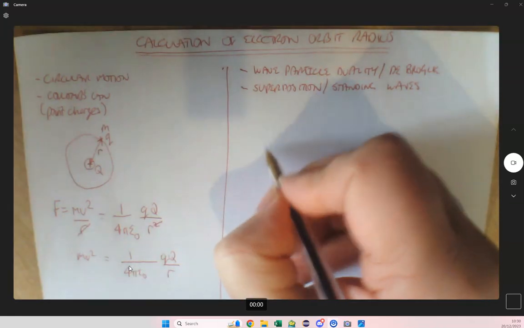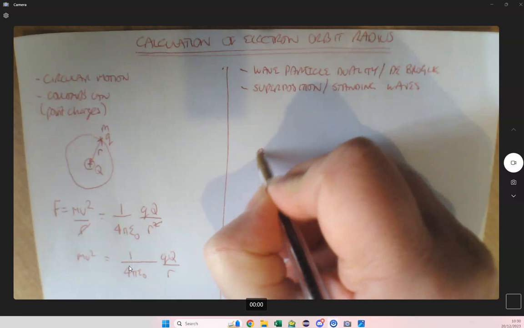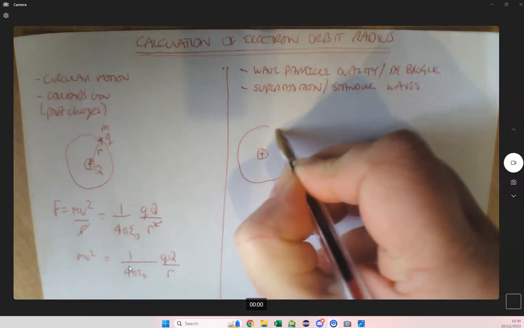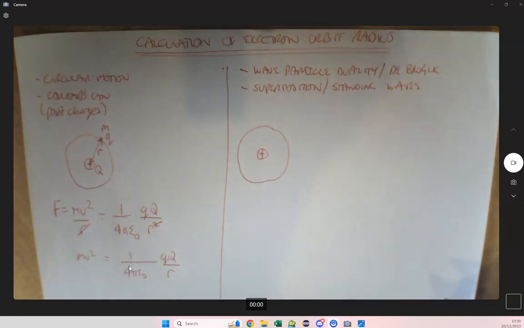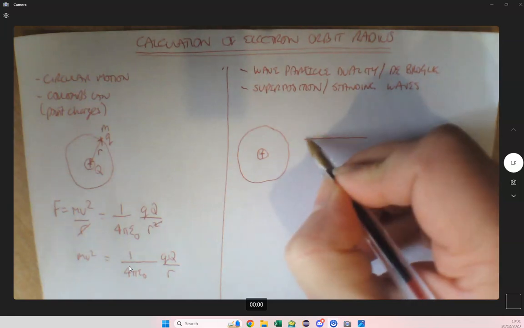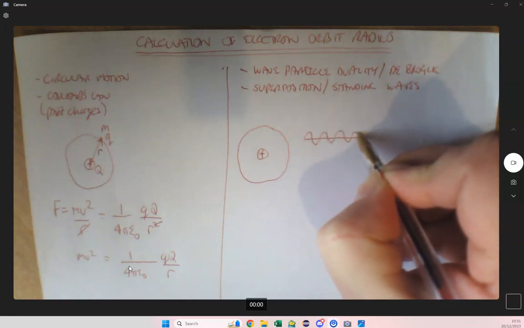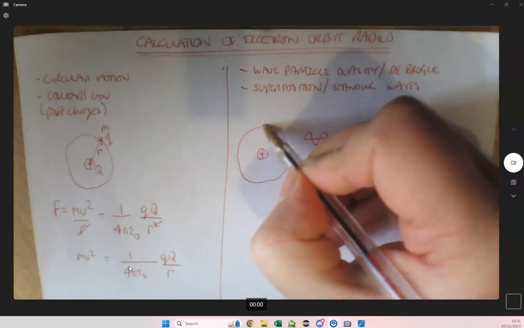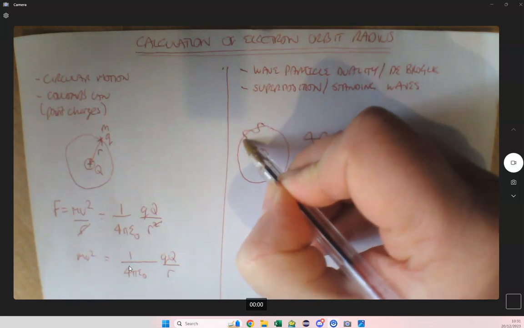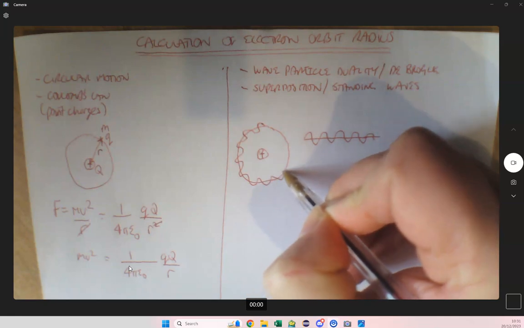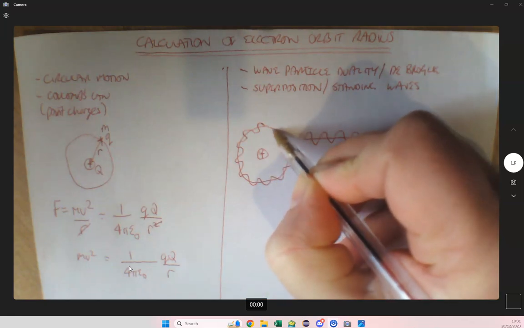So first off, again we've got this positive nucleus, and around it, at some magical distance, is an electron. Now, that electron is also a wave, so it's going around and around, back and forth as it goes. The difference is that this wave is doing that around this orbit. Well, there we go, like that.